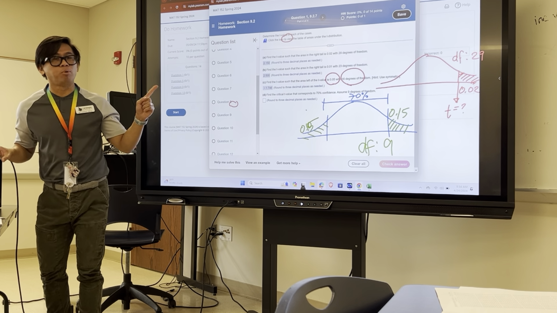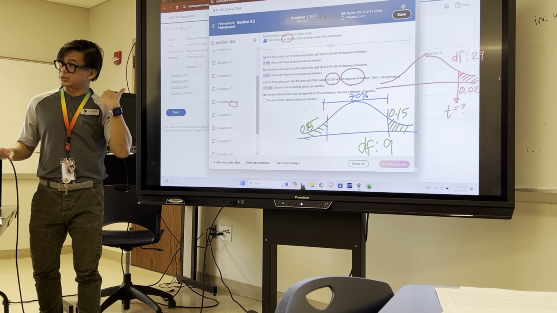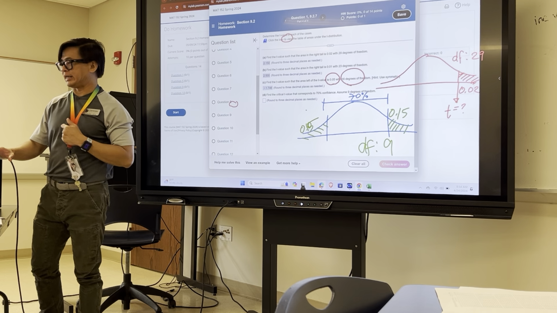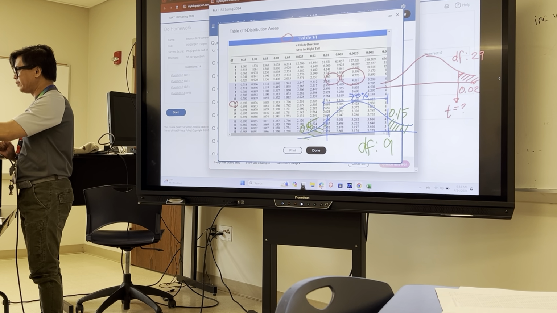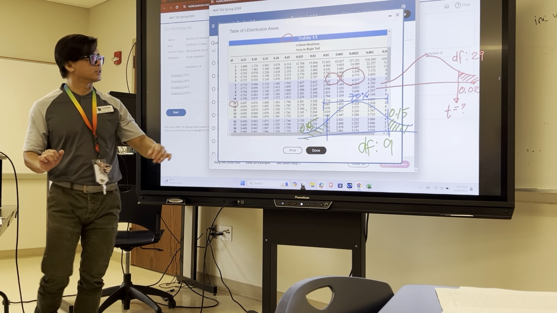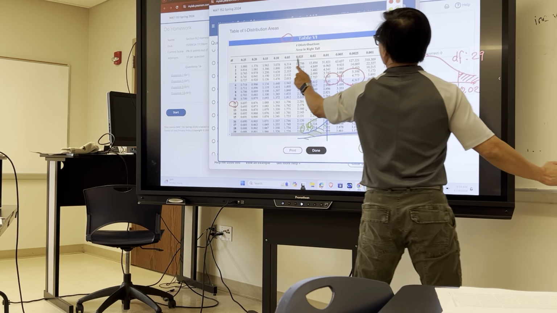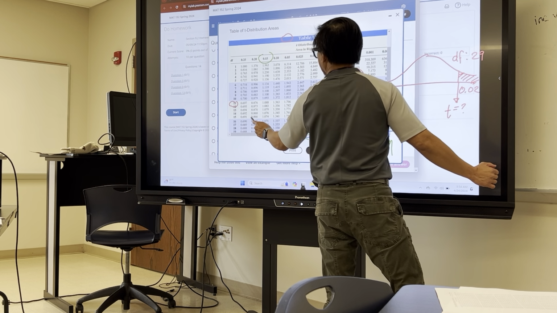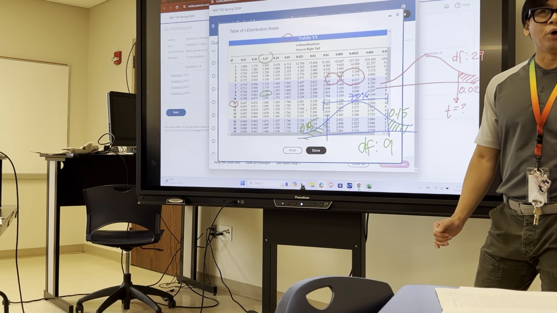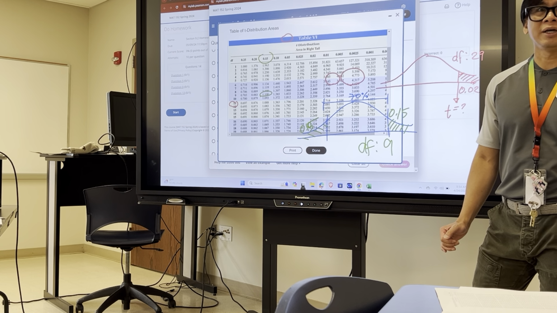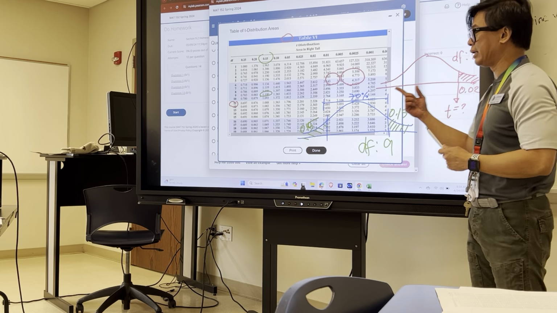But anyway, in here, let's see. We're looking at what? 0.15, okay? Because 15% on the right, 15% on the left. DF 9, okay? Let's verify. Go back in here. DF 9, 0.15. So if we look in here, green, okay, 0.15, DF 9, 1.100, okay? Again, yours is different than mine, okay, but the same analysis, okay?